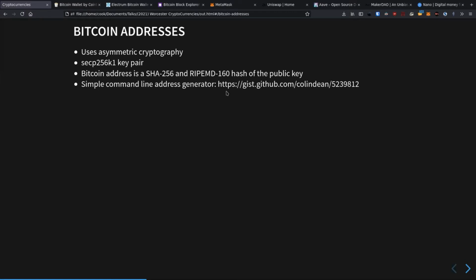And if you're interested in Bitcoin addresses, there's a tool here. It's just a GitHub gist, which you can use on the command line to generate yourself a public and private key pair and an address, so you can understand how it actually works.